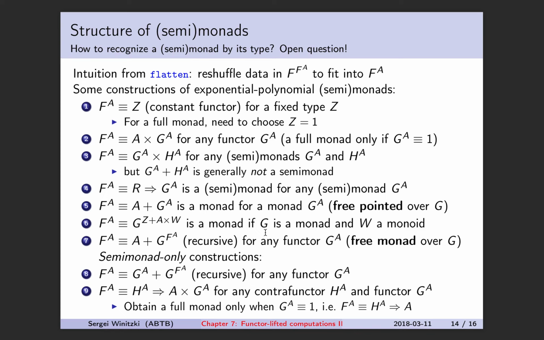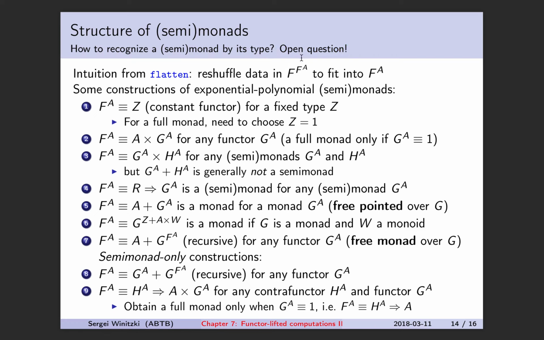There isn't, it seems, a theory in the literature that explains what are all possible constructions or what are all possible monads. That theory seems to be lacking in the literature. At least I couldn't find it. I did a search online. I made a question on Stack Overflow about this, but nobody seems to know. So for example, the question of how to recognize a semi-monad or a monad from its type expression seems to be an open question.